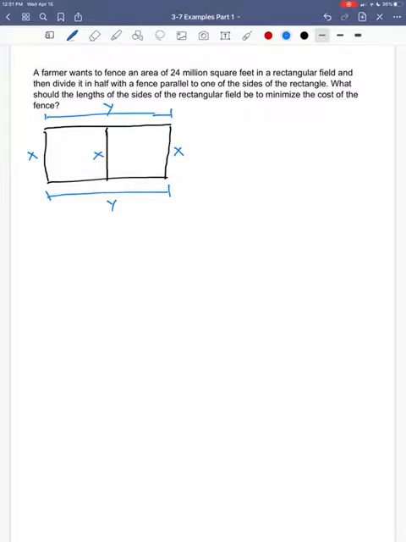So I'm trying to minimize the total amount of fence, so I'm trying to minimize a function Q. Well, what is the total amount of the fence? There are three sections of length x and two sections of length y. So I'm trying to minimize this function Q, which is 3x plus 2y. To minimize it, I'm going to want to take the derivative and find any critical numbers.